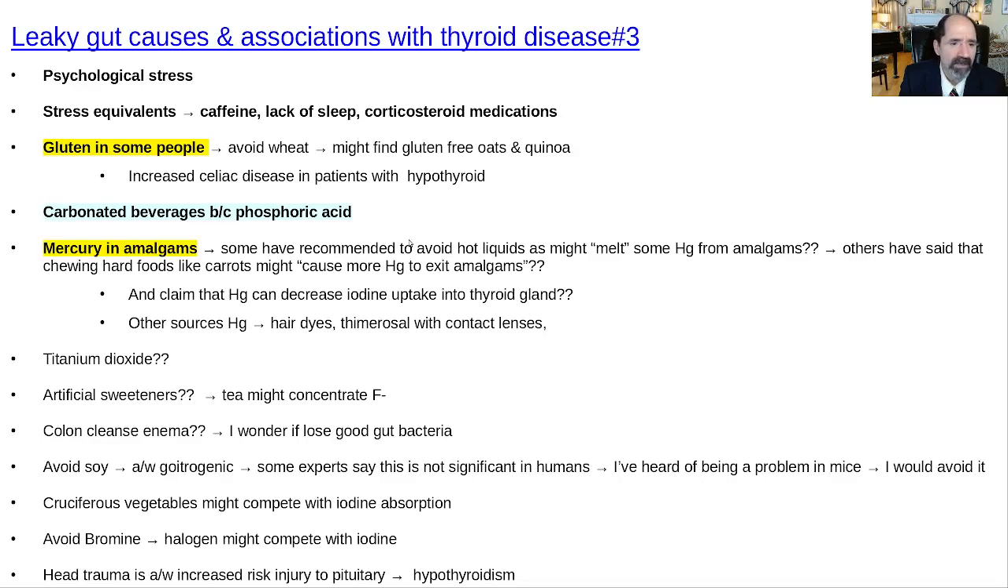What about the claim that Hg can decrease iodine uptake into the thyroid? Oh, there's some claims that it can do that. Other spots for Hg: hair dyes will sometimes contain them, thimerosal, and contact lenses, for example. Titanium dioxide, I've heard different things about that. I'm not sure. If I was at risk for an autoimmune disease, I would avoid it, though. I avoid it anyways, but artificial sweeteners are thought to also increase a risk of problem. Tea maybe concentrates F-.